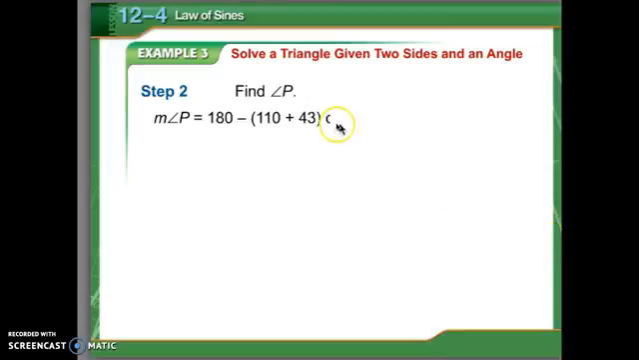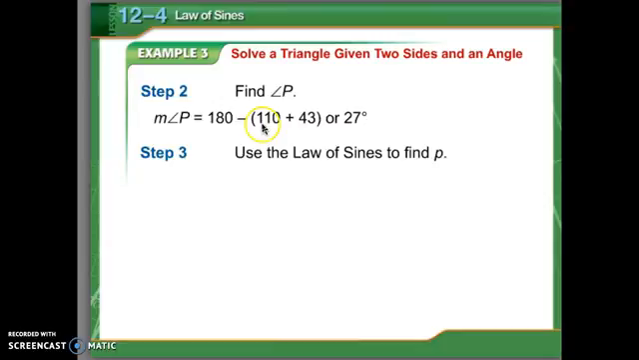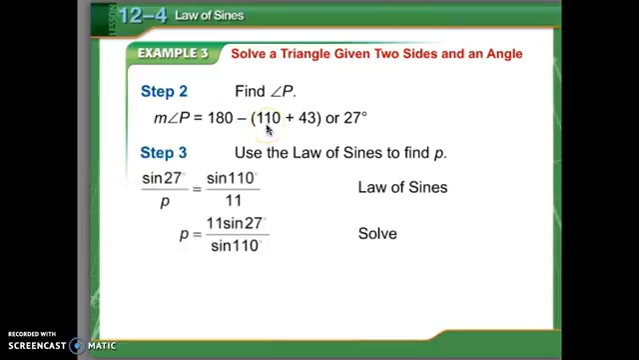So once we know that angle N is 43 degrees, and we already were given the 110 degrees, we can just add those together and subtract from 180 to figure out that the last angle, P, is 27 degrees. And then we're using the law of sines to find side P. So we have this property, sine of 27 degrees over side P is equal to the sine of 110 over side 11. Cross multiply and solve for P, and that gives us side P is about 5.3.